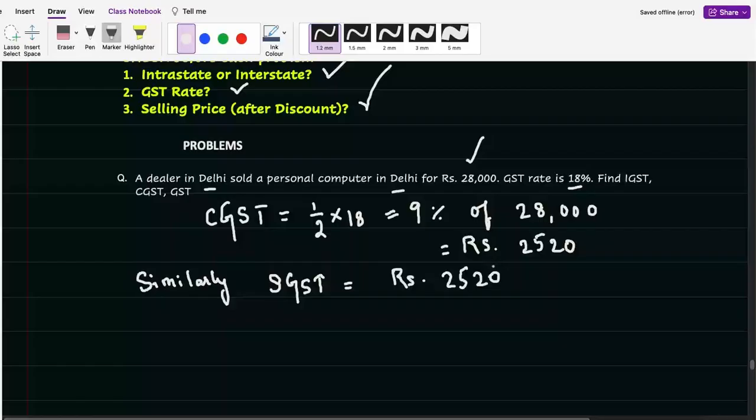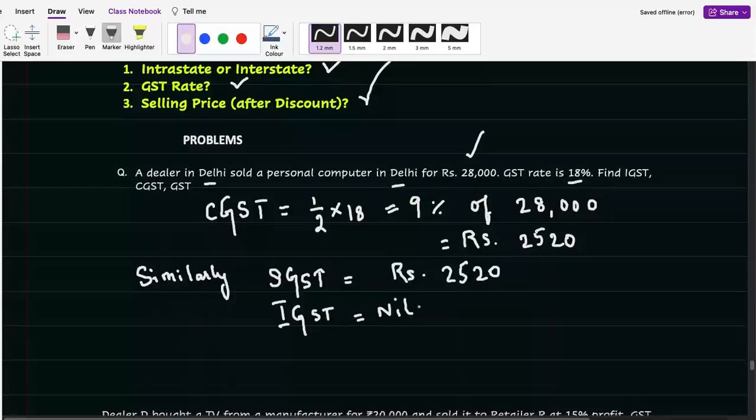Got it? So now, is there any IGST here? No. IGST is for interstate transactions. That's why it is nil. No IGST involved in this case. Got it? That's it. Very simple, right? Very simple percentage problem. Moving on to the next problem.